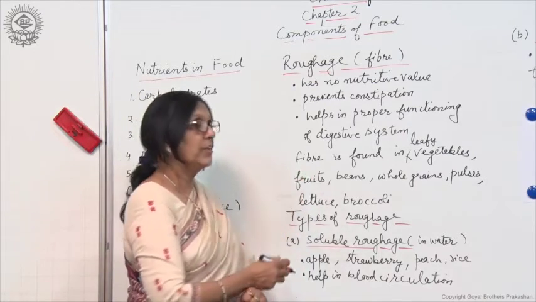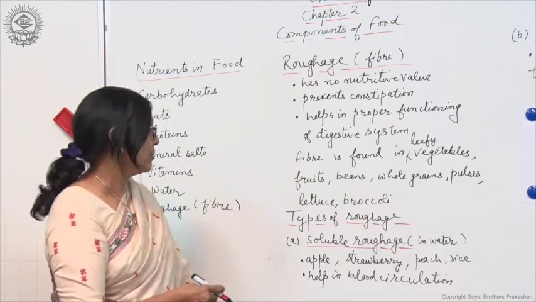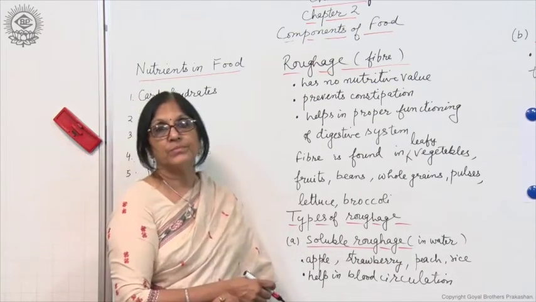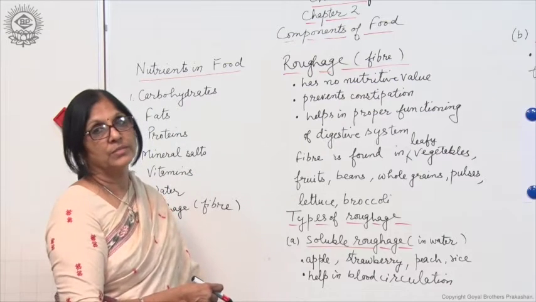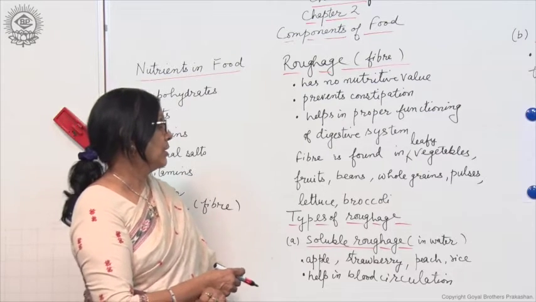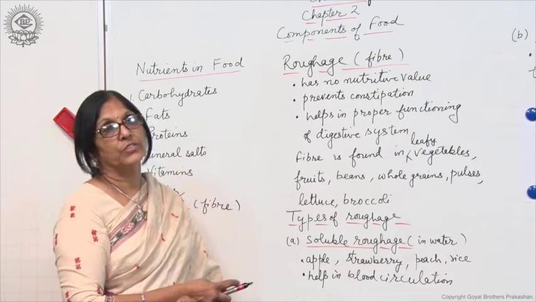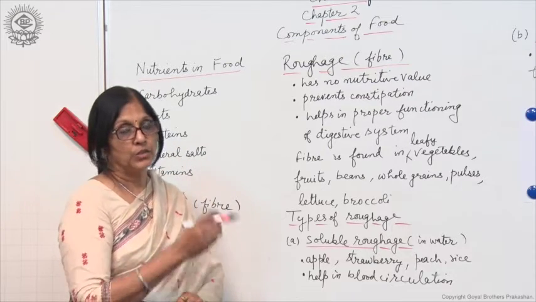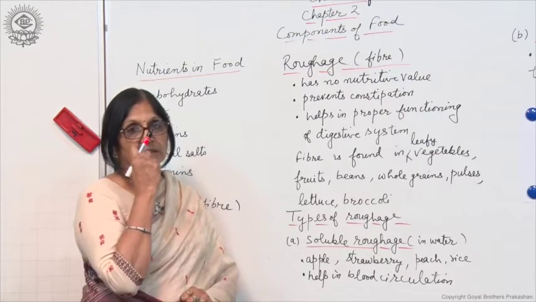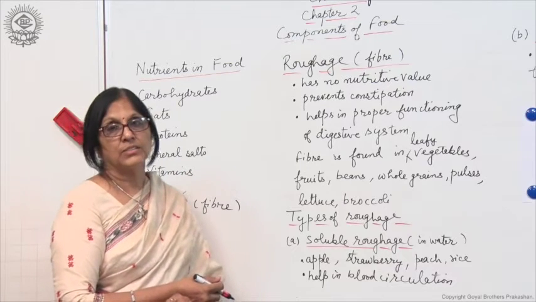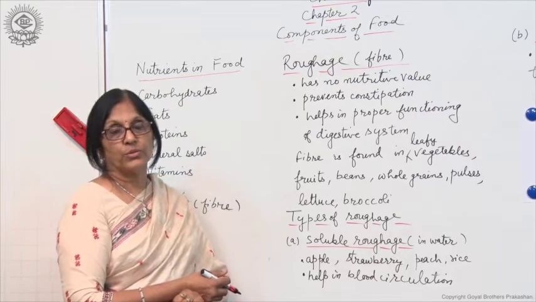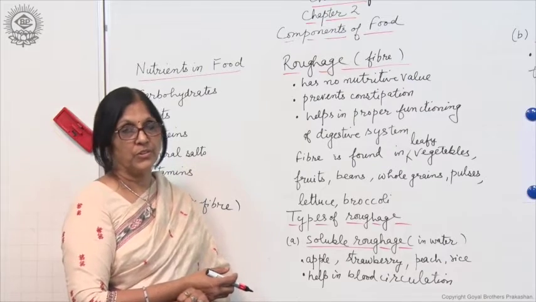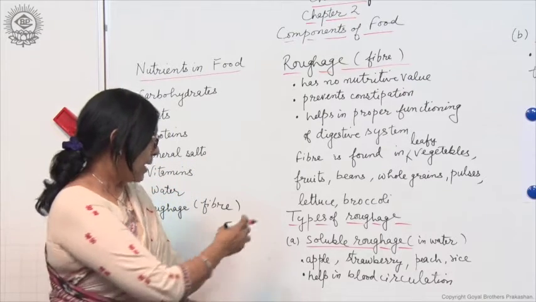Fiber, that is roughage, is present in leafy vegetables, fruits, beans, whole grains, pulses, whole pulses, lettuce, broccoli. So all these types of foods which contain roughage should be taken, and wheat flour should not be sieved much. It should not be very fine. It should have bigger particles in it, which is called choker also, and which is very useful to cure constipation, and it is very much required.